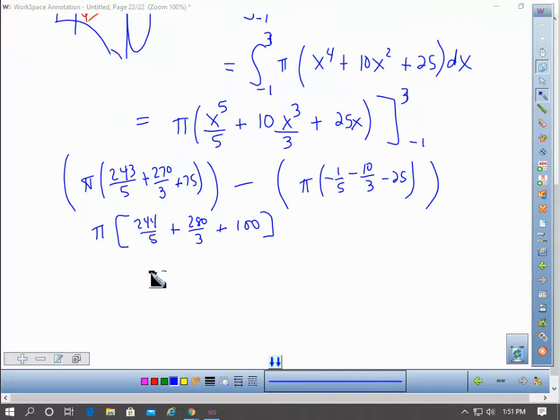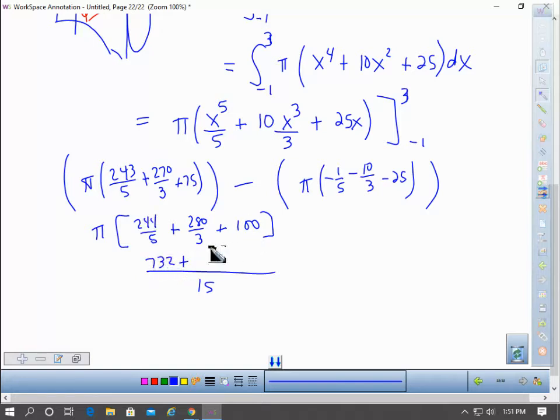We should. So now I'm going to make everything 15ths, right? So I'm going to multiply this guy by 3. So 244 times 3 gives me 732. And then multiply this one by 5. So 280 times 5, that'll be 1400. So that'll be 1400 over 15. And then 100, if I write it as 1500 over 15, is 100. And then all this is multiplied by pi.